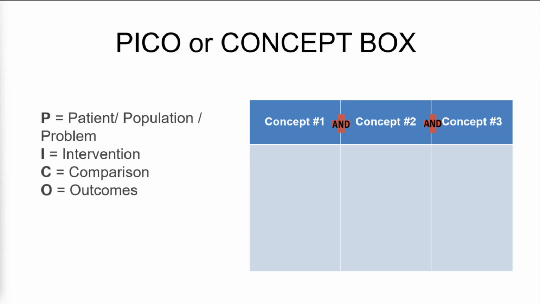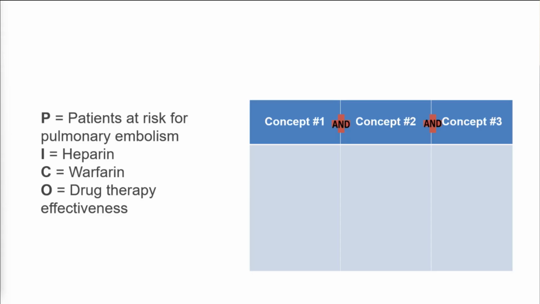There are different frameworks that kind of help guide you in building a good research question. Here are two examples. One of them is the PICO model, where P stands for patient, population, problem, I for intervention, C for comparison, and O for outcomes. So I'm just going to fill out my sample research topic. Let's say I'm interested in figuring out if I should use heparin or warfarin for patients at high risk of pulmonary embolisms. From PICO, the population I'm interested in is patients at risk of pulmonary embolisms. The intervention is heparin. The comparison is warfarin, and the outcome is how effective it is in preventing pulmonary embolisms.